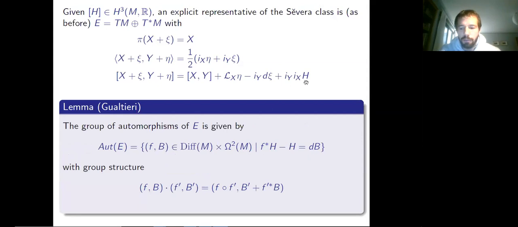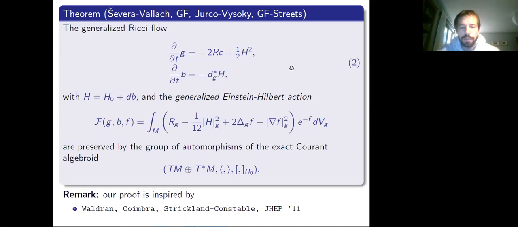Okay, so this is kind of nice. And now I would like to go into the proof of this observation. I didn't mention it, but this is due, in different pieces, to Severa, Balagh, and myself, and Jurko Vysocky, and also in my work with Stritch in the book about generalized Ricci. And our proof, at least of this second part related to the generalized Einstein-Hilbert action, is based on a nice paper by Waldron, Coimbra, and Strickland-Constable.